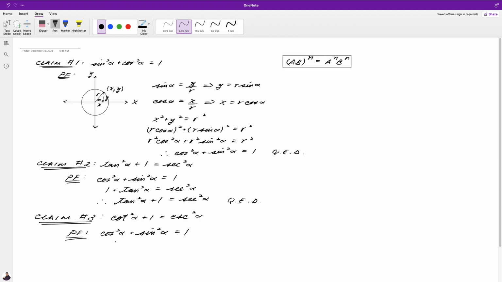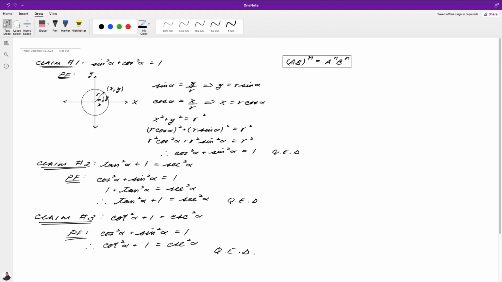Well, cosine squared alpha divided by sine squared alpha is cotangent squared of alpha. Sine squared alpha divided by sine squared alpha is 1. 1 over sine squared alpha is cosecant squared alpha. And then, of course, we could use the commutative property to write this, but it's already written in the way we want it. That worked out just as we wanted. Okay, well, there you go.